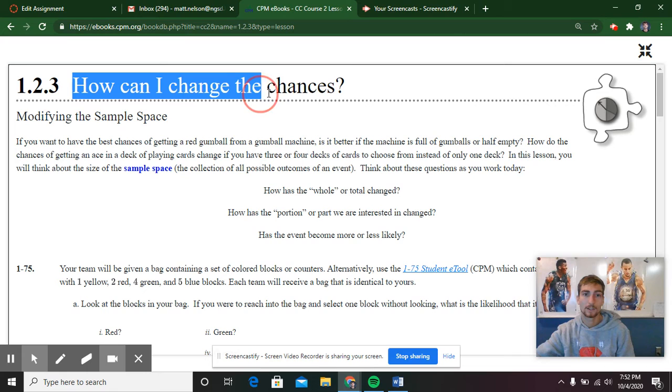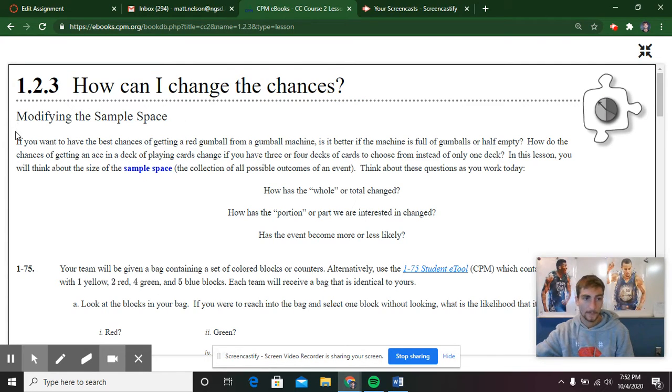So the question is, how can I change the chances? And this is all about modifying the sample space. It says, if you want to have the best chances of getting a red gumball from a gumball machine, is it better if the machine is full of gumballs or half empty? Do the chances of getting an ace in a deck of playing cards change if you have 3 or 4 decks of cards to choose from instead of only one deck?